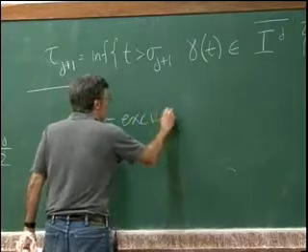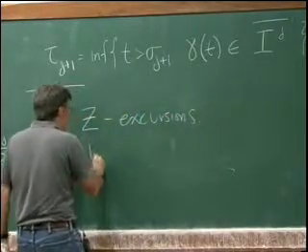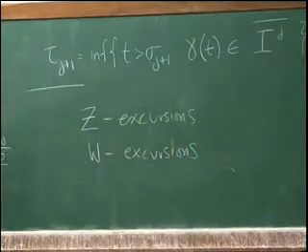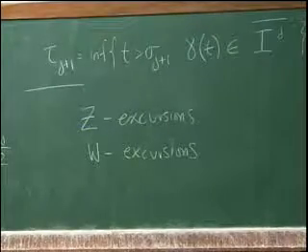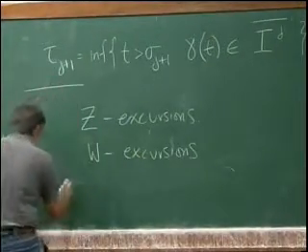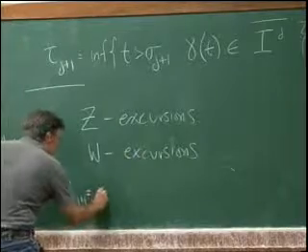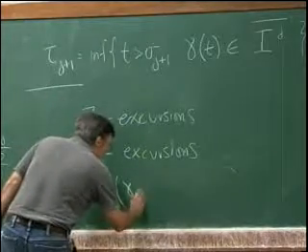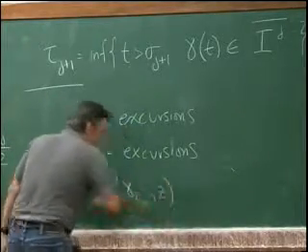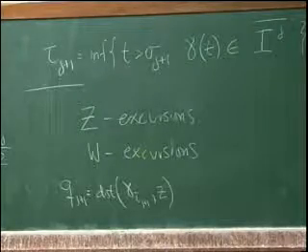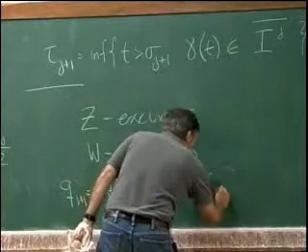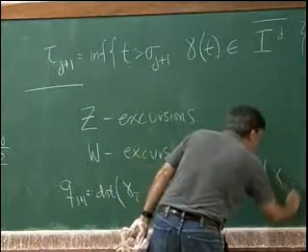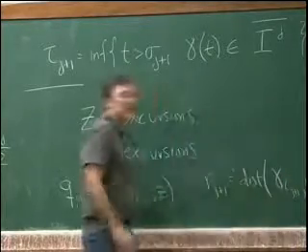And I can talk about Z excursions or W excursions. Q j plus 1 equals the distance from gamma at time tau j plus 1 to Z. So now I'm stopping at this time. How close is Z to that? And R j plus 1 is the distance from gamma tau j plus 1 to W.